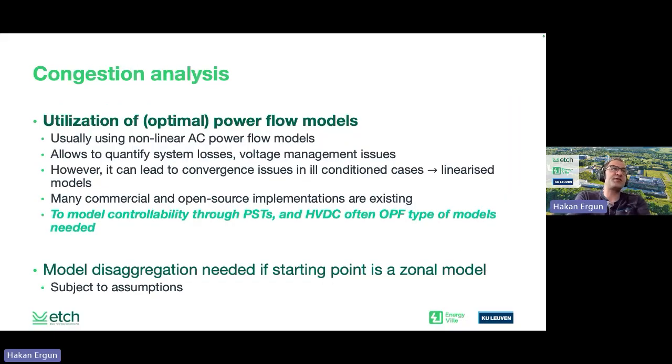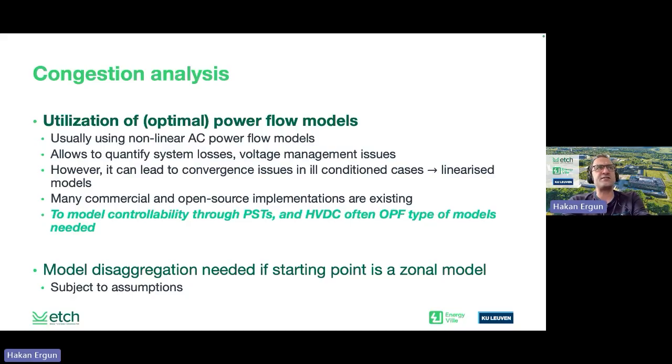When we are doing congestion analysis, so really understanding where in the system we have bottlenecks, we are going to utilize most of the time power flow or optimal power flow models. So this can typically be done using nonlinear AC power flow models. This also allows us actually to quantify the system losses and potential voltage management issues.